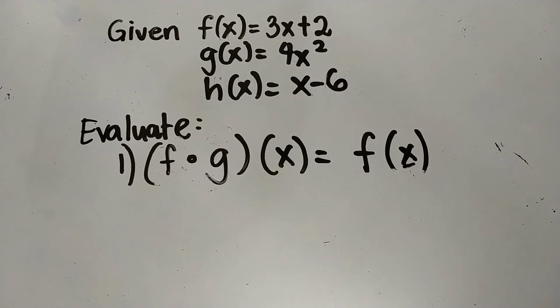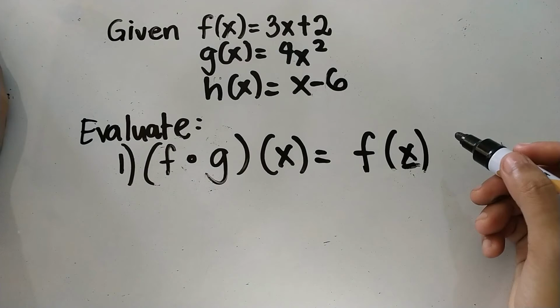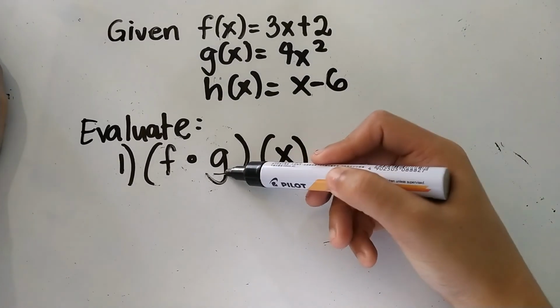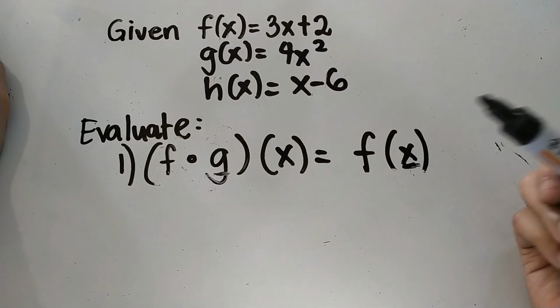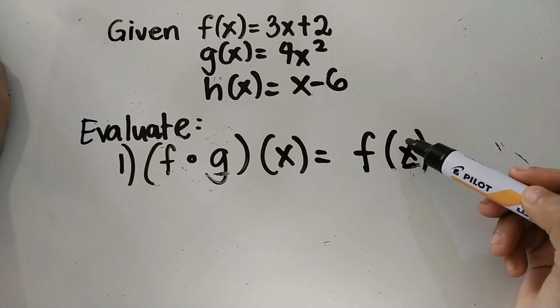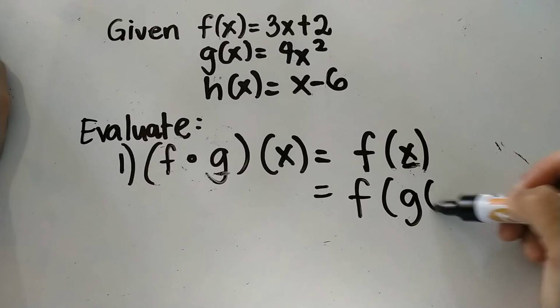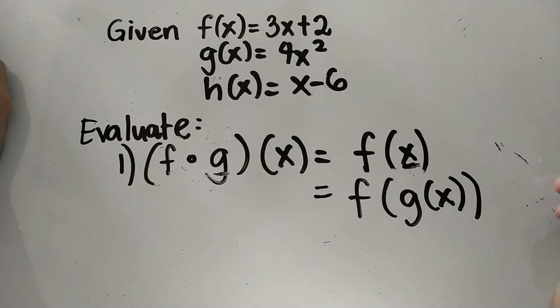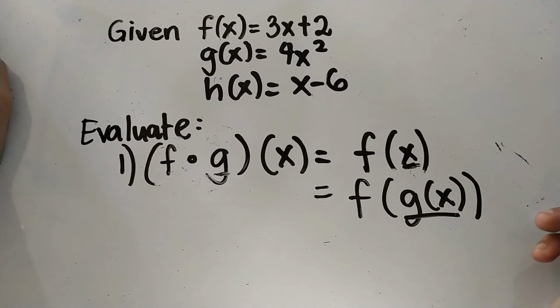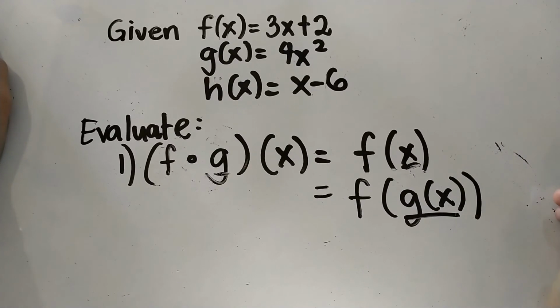It means that halip na magkaroon tayo ng certain value for x, or pipiliin natin kung anong gusto natin value for x, ang gagamitin natin ay kung ano, si g of x. Ang ipapalit natin sa lahat ng x na makikita natin sa function ni f of x, papalitan natin siya ng g of x. Naiintindihan ba? Kung ano yung value ni g of x, yun ang ipapalit natin sa lahat ng x na makikita natin sa function ni f of x.